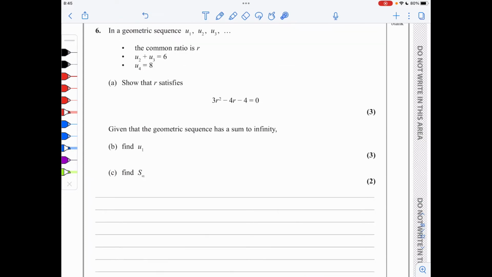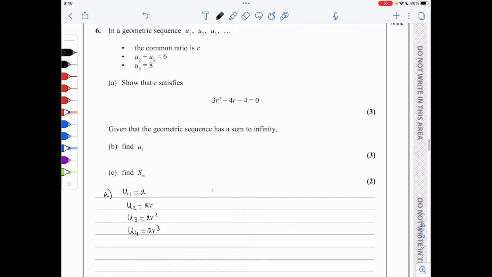In question 6, we have a geometric sequence. The second and third terms add up to 6. The fourth term is 8. We need to arrive at this quadratic equation in R. So I will start by writing that U1 is A, U2 is AR, U3 is AR squared, and U4 is AR cubed. Remember that the key property of a geometric sequence is that we multiply by the same common ratio to get to the next term.